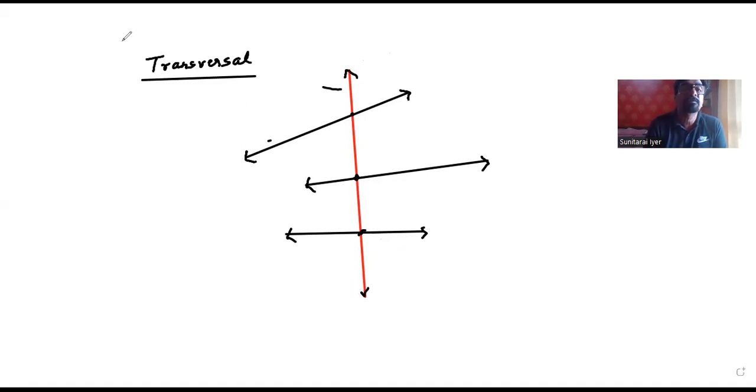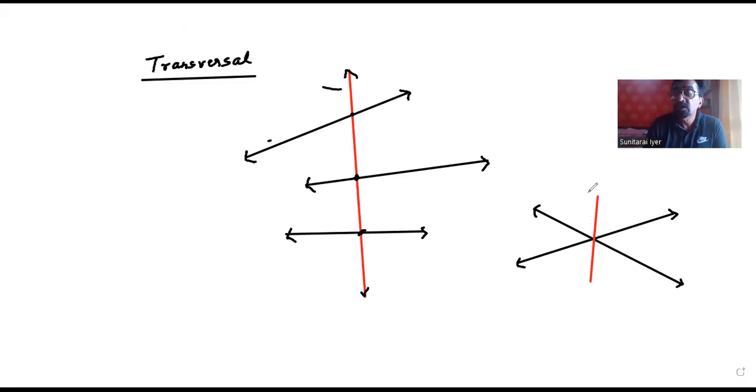Another example you can see here, children. Suppose I draw one line, another line, and another line, okay? These lines, when you look at them, are intersecting, no doubt, they're coplanar lines. But look at the red line which I want to show you here. It is intersecting them at the same point. Such a line, can I call it a transversal, children?